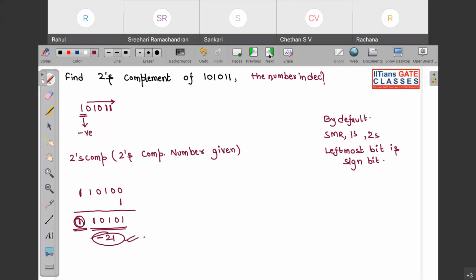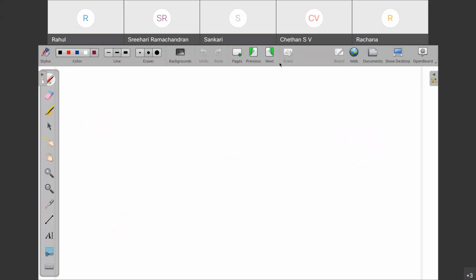Now, one more example, let me ask you. I don't know what is happening, the computer is getting stuck. So 0 1 0 1 0 0 0 1. What is this number? This number is represented in 2's complement. So what is the original number?